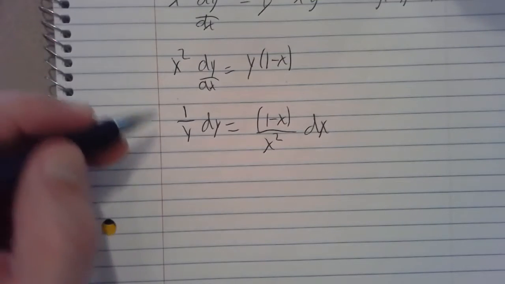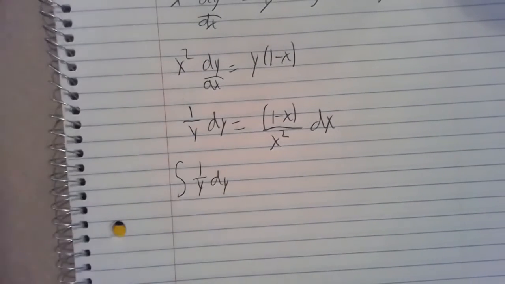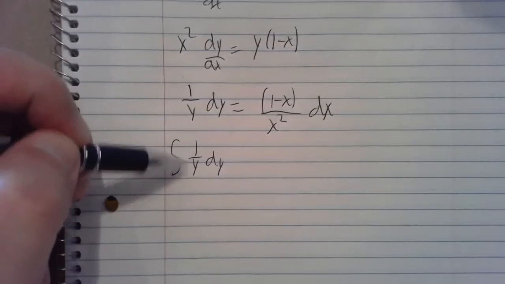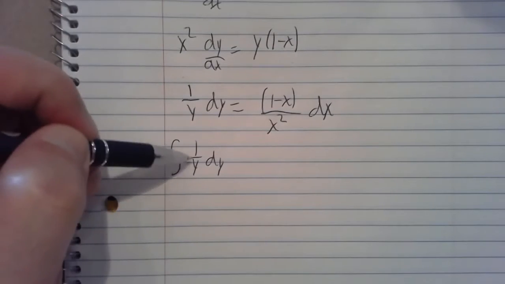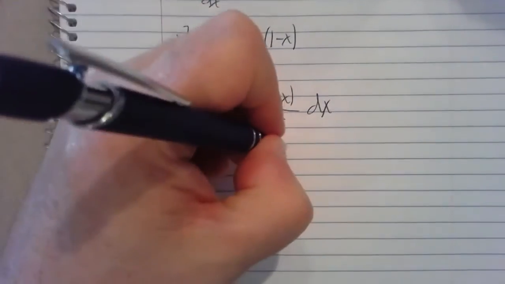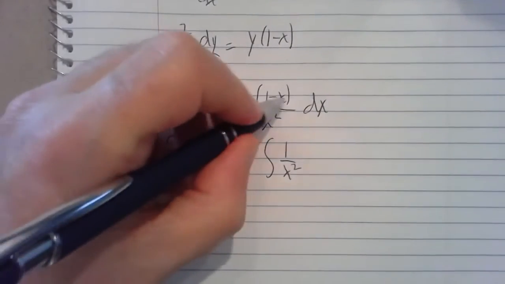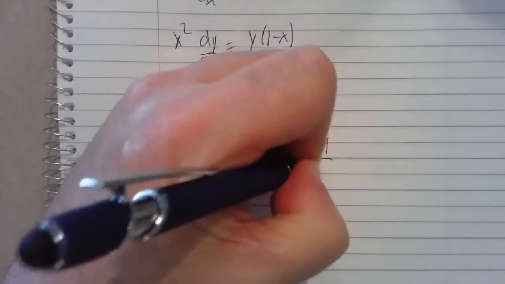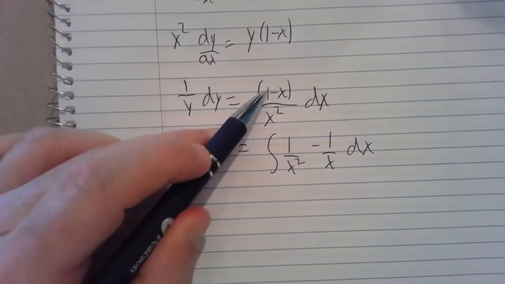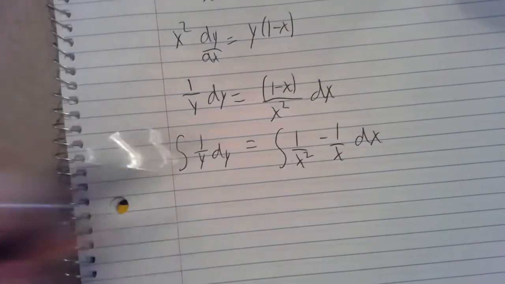Now we just integrate both sides. So I want the antiderivative of 1 over y dy. We're really integrating with respect to x, but because of the chain rule, we end up doing the antiderivative of 1 over y dy. We integrate with respect to y on the left and with respect to x on the right. I'm going to split this up. 1 minus x over x squared would be 1 over x squared minus 1 over x. It'll be easier to integrate.